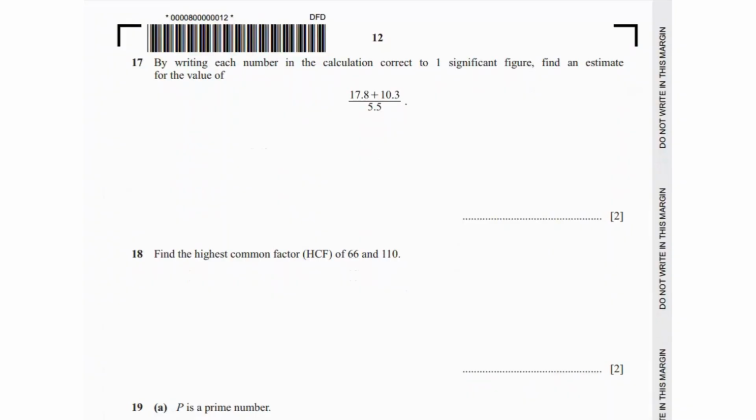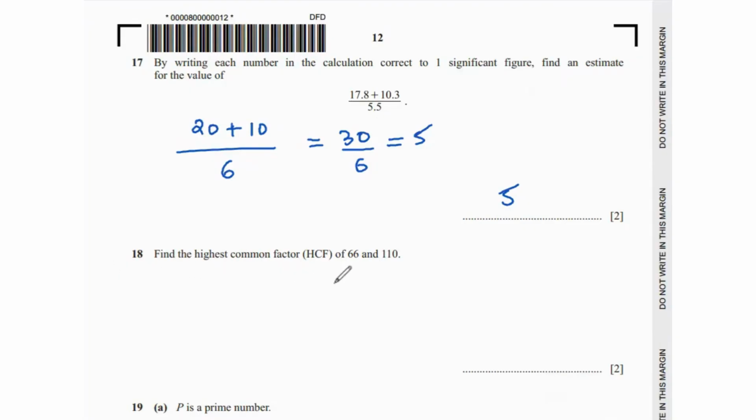Then by writing each number in the calculation correct to one significant figure, find an estimate for the value of 17.8 plus 10.3 divided by 5.5. 17.8 correct to one significant figure is 20. 10.3 correct to one significant figure is 10. And 5.5 is 6. 20 plus 10 is 30. 30 divided by 6 is 5. That's your estimated value.